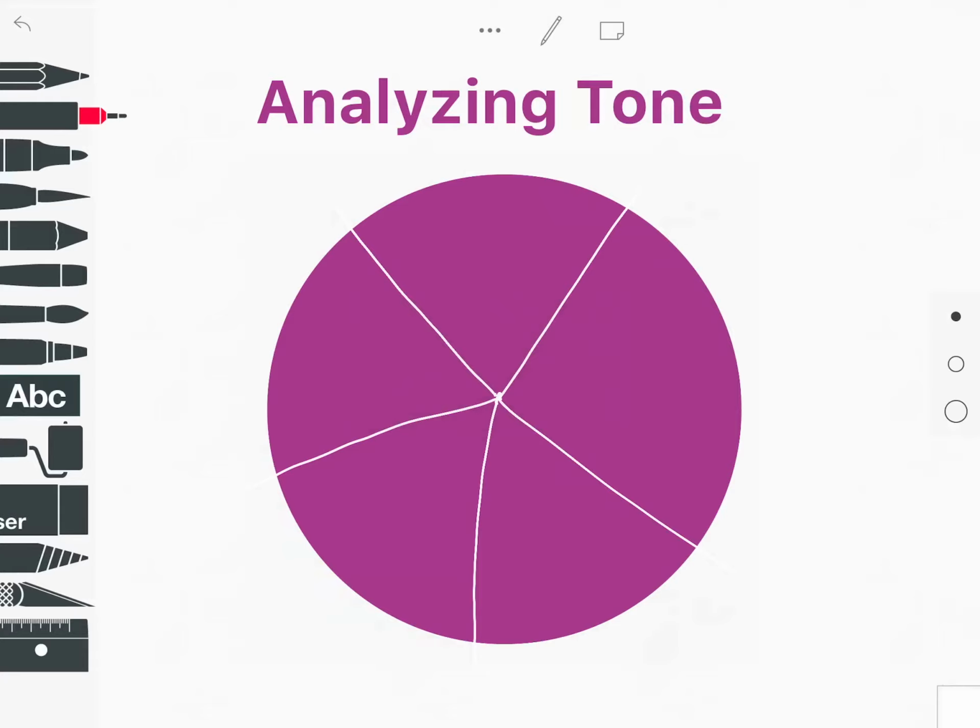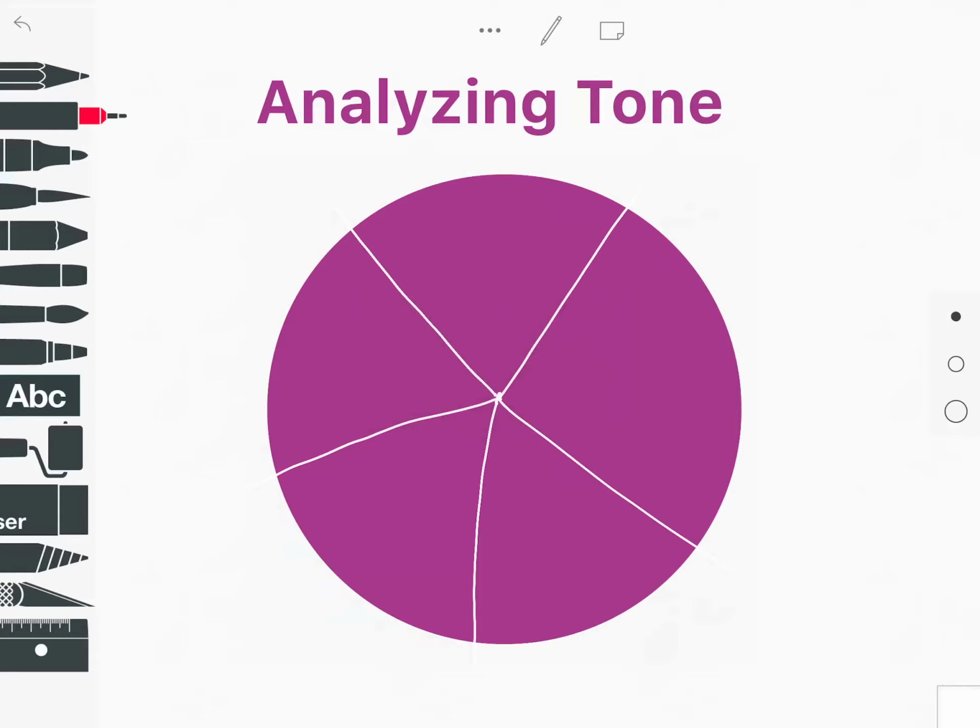So what I wanted to show you today is my process of how I analyze tone and pick out tones in different pieces, because I think that can be one of the more challenging aspects of literary and textual analysis, rhetorical analysis. But the good thing about tone is that it can be analyzed in really any sort of text. So let's start with my process.